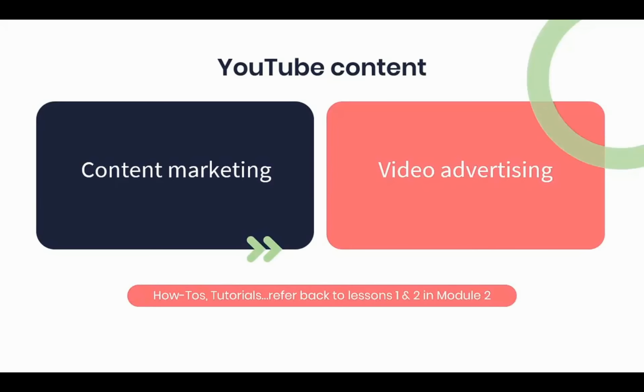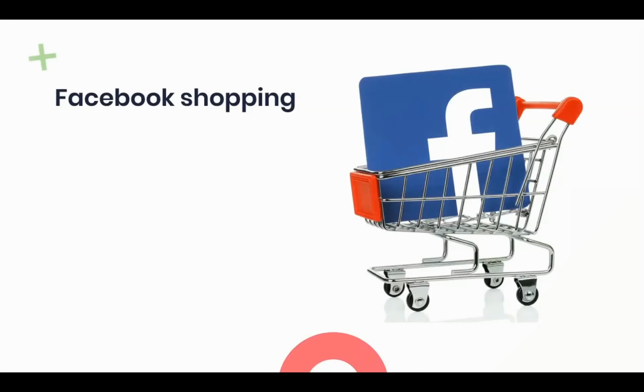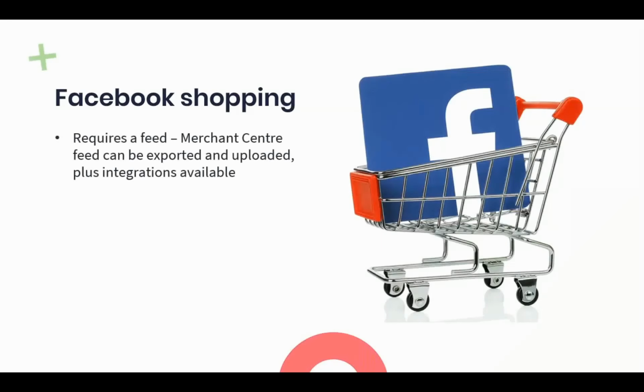Then with social, we have, of course, Facebook shopping and Instagram shoppable. We did touch on the data feeds on this in the previous lesson. Facebook shopping requires a feed, as does Google. The Merchant Center feed can be exported and uploaded here, so that's not double work, thank goodness. And there are integrations available. It does also require the pixel to be added to the site, which should have been done previously anyway to track performance of other campaigns or efforts on Facebook.